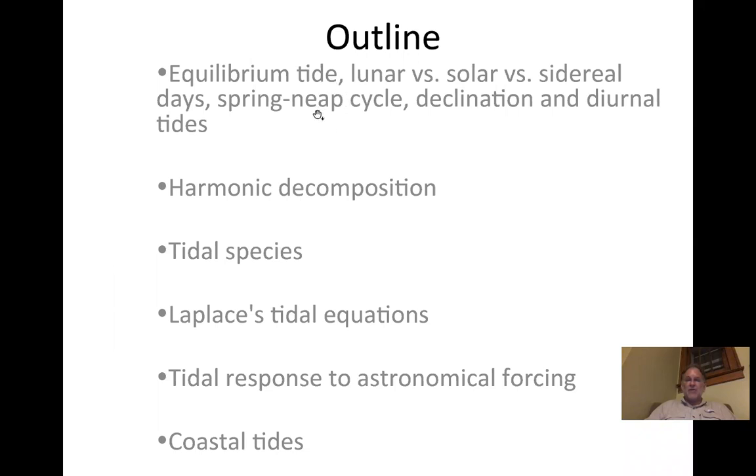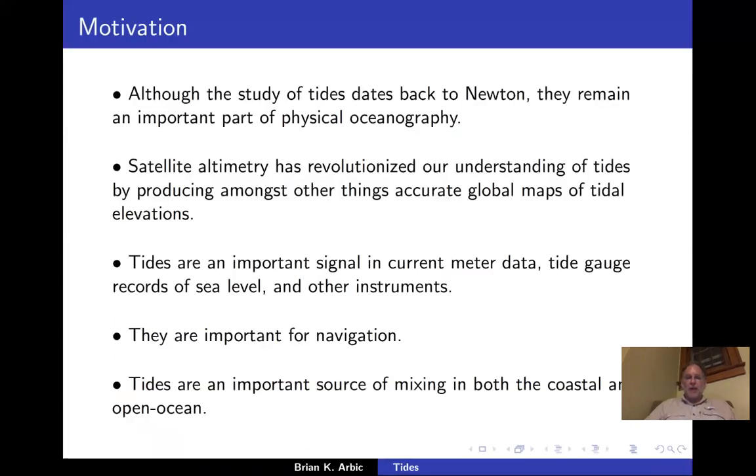As an outline, we're going to talk about the equilibrium tide. We'll talk about lunar versus solar versus sidereal days, the spring-neap cycle, the concept of declination and diurnal tides. We'll talk a little bit about harmonic decomposition, tidal species, Laplace's tidal equations, the tidal response to astronomical forcing, and coastal tides.